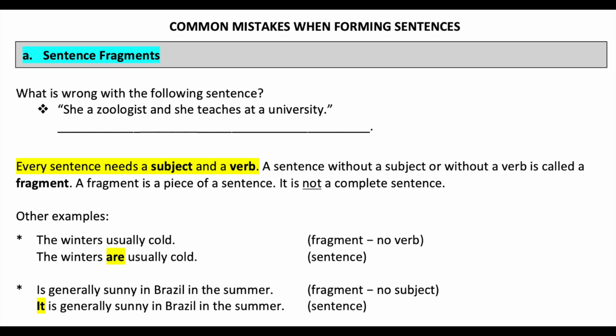Let's look at other examples. The winter's usually cold. Again, this is a fragment, there is no verb. We should say the winters are usually cold. And look at the last one. The sentence starts with a verb, is, and this time the subject is missing. So we should say, it is generally sunny in Brazil in the summer.